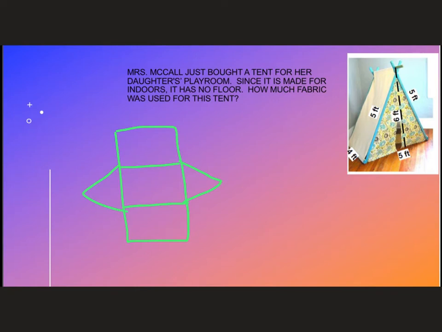We have to figure out what part we're not using. It says it has no floor, so I can just cross out one of these rectangles. I'm choosing the one in the middle. It doesn't matter which one you cross out.